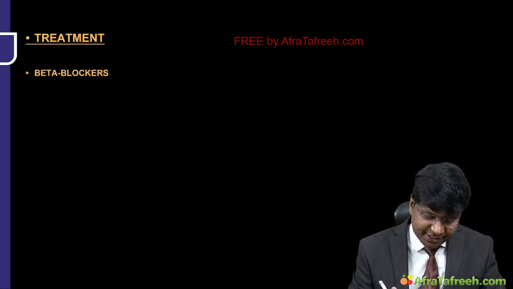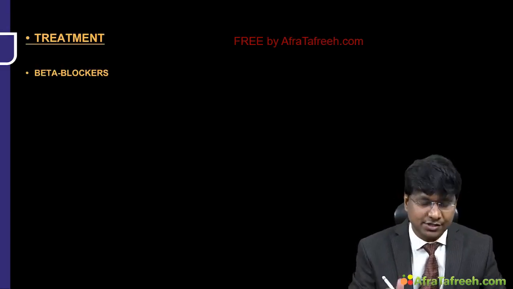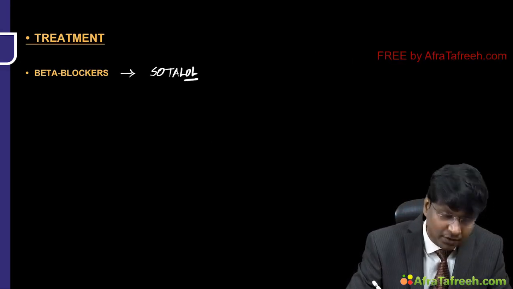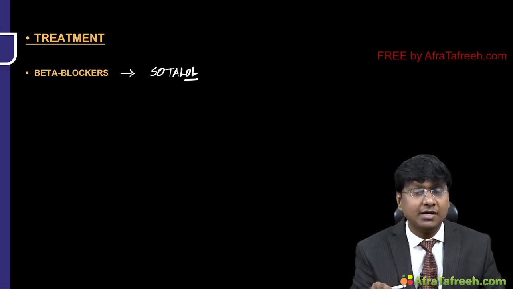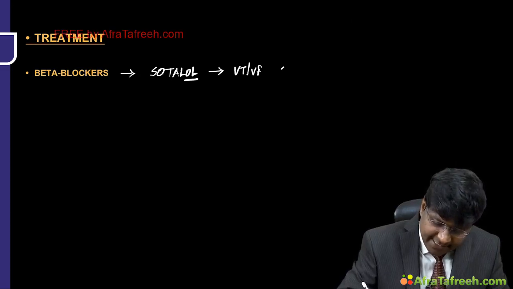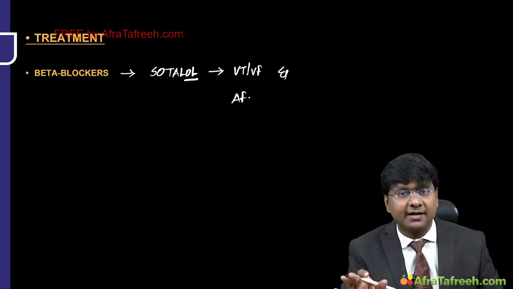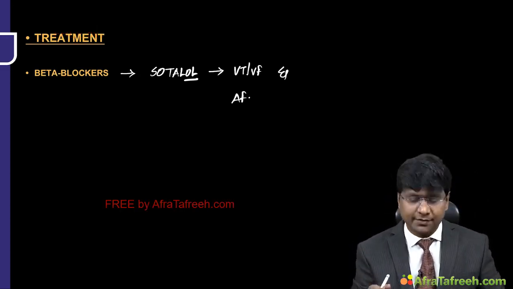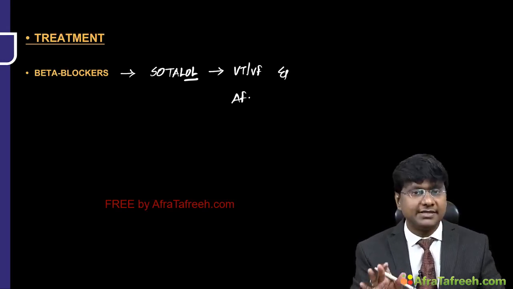Now, how do you treat these patients? That is mainly by beta blockers, right? And the beta blocker that is very much preferable is sotalol. Okay, and this particular sotalol is acceptable for both ventricular tachycardia or ventricular fibrillation, and it is also acceptable for atrial fibrillation or atrial flutter. Okay, so if other beta blockers are ineffective, the preferable beta blocker is sotalol, right?